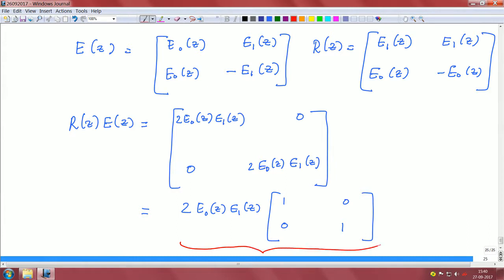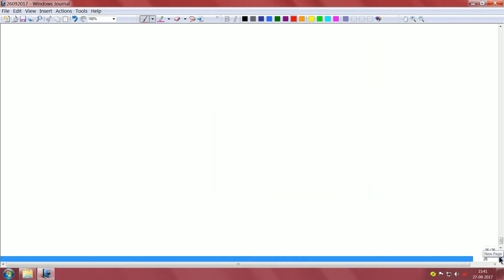If you closely observe this equation here, which is basically 2 times E naught of z, E1 of z times an identity matrix, we have a little more freedom in choice of E naught of z and E1 of z than just an identity matrix, right. So, one question that you might get into your mind is, how can we ensure that this is perfect reconstruction? That means this E naught times E1 should be some scalar times a delay, right. So, that is the intuition, and I think we start with that.